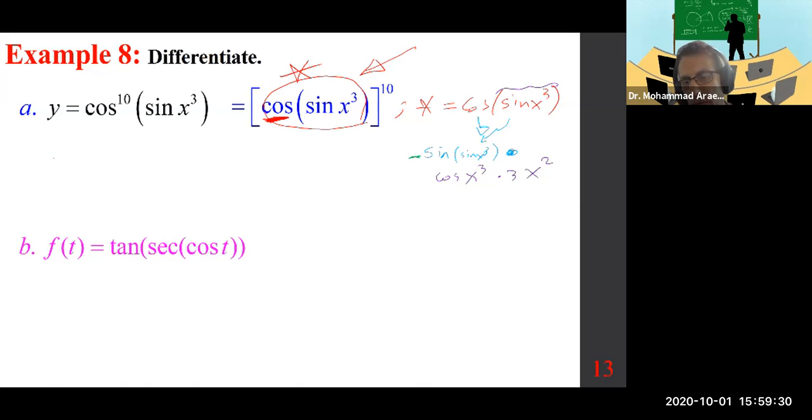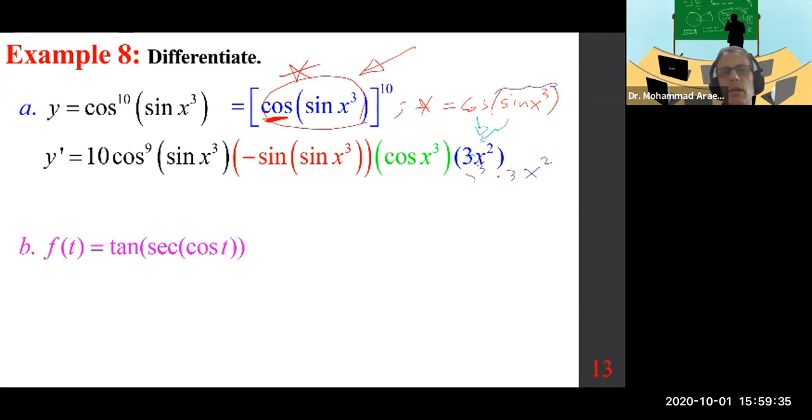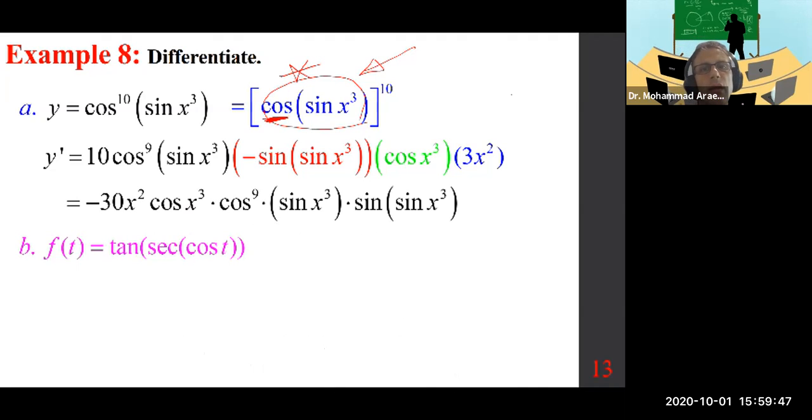Oh, I need to erase this one. All right. So having said that, we just rewrite it. Practically, we are done. Okay. So how do we rewrite that? We put the 3x squared in front, with 10 becomes 30x squared. We put the negative in front: negative 30x squared, cosine of sine x cubed to the power of 9, and sine of sine x cubed.